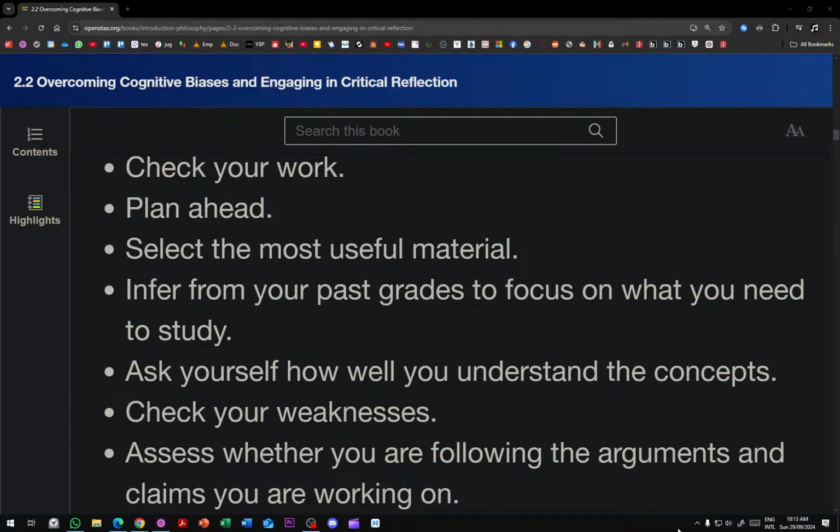Select the most useful material. In other words, ignore unuseful material. Infer from your past grades to focus on what you need to study. Ask yourself how well you understand the concepts. Check your weaknesses. Assess whether you are following the arguments and claims you are working on.